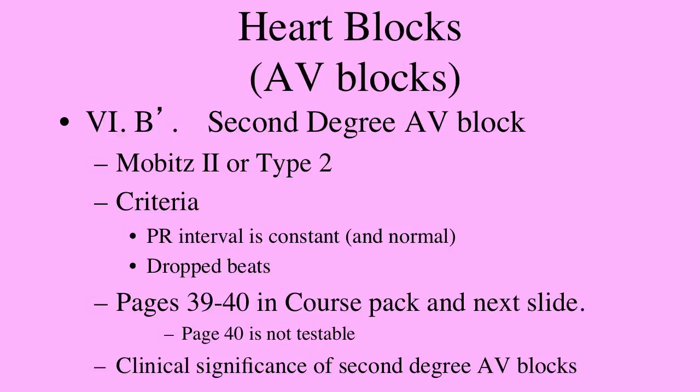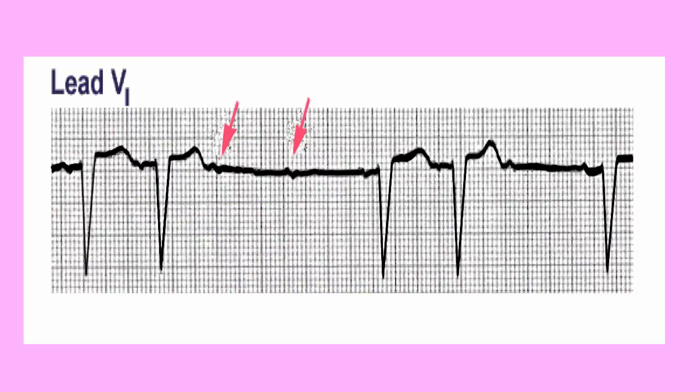But generally, let's look at another example on the next slide. Generally, you just look at the PR interval. It's normal, and then in this case you have two dropped beats in a row, and that can happen. Then you're back to a normal PR interval, and then a dropped beat like that. So again, back to the criteria slide, you are just looking at no lengthening of the PR interval, but occasional dropped beats for second degree AV block type 2.